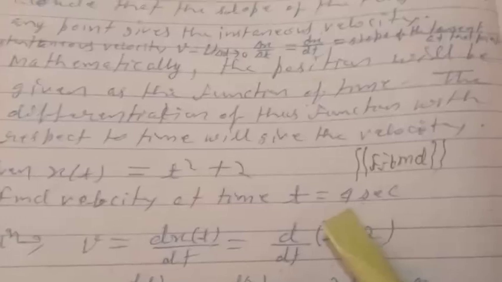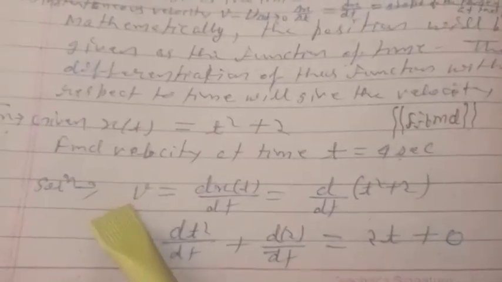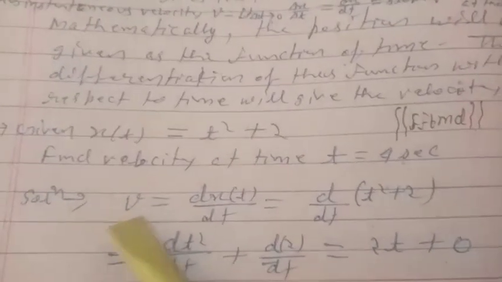For example, here the position as a function of time is given as t square plus 2. Find the velocity at time t equals 4 seconds. This will represent instantaneous velocity, because we are calculating velocity at a particular time, not over a time interval. So we have the formula for instantaneous velocity.